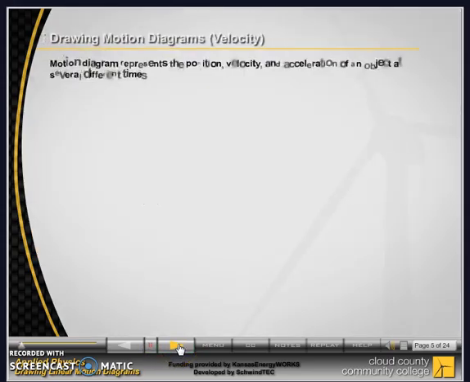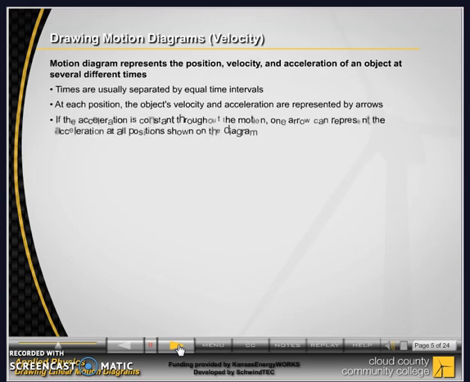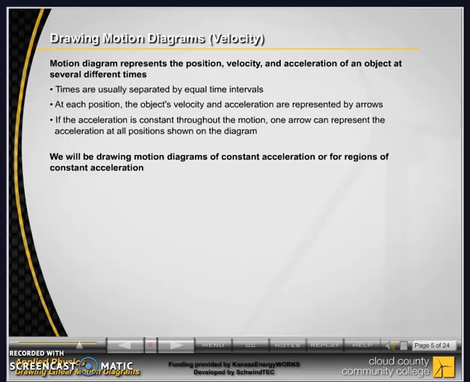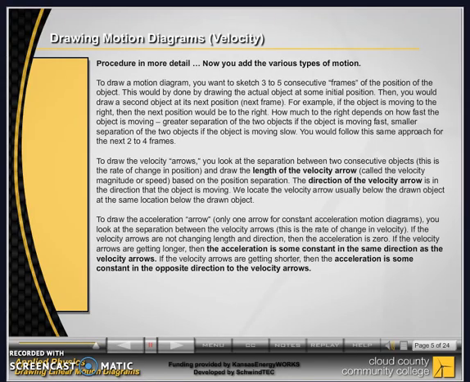A motion diagram represents the position, velocity, and acceleration of an object at several different times. The times are usually separated by equal time intervals. At each position, the object's velocity and acceleration are represented by arrows. If the acceleration is constant throughout the motion, one arrow can represent the acceleration at all positions shown on the diagram. We will be drawing motion diagrams of constant acceleration or for regions of constant acceleration. Take a moment to read more on drawing motion diagrams.